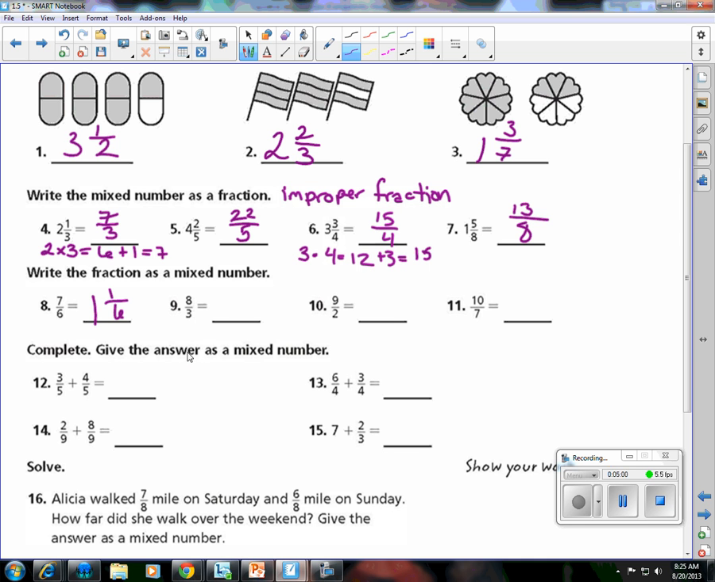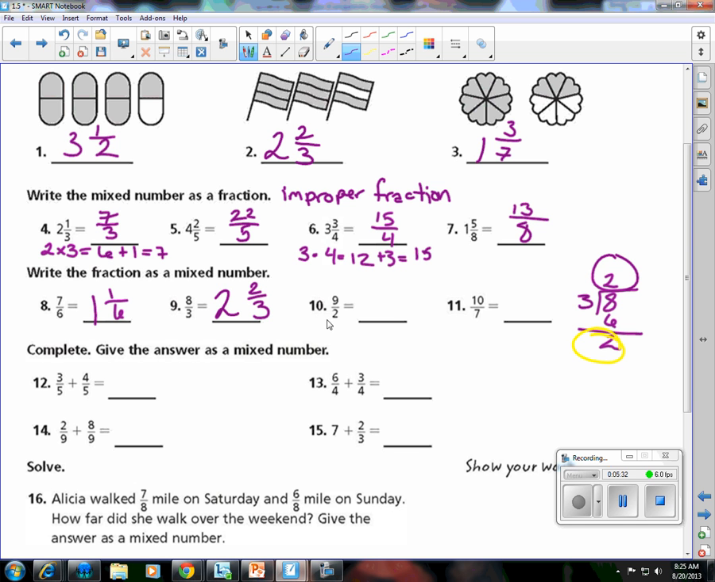How many 3's could I pull out of 8? Well, I could pull 2, or 8 divided by 3. You could think of it like that. 2 times 3, I get 6. I subtract, I get a 2. So that tells me that 2 is my whole number. This 2 up here became my whole number. And then this other 2 down here at the bottom becomes my numerator. So 2/3, 2 and 2/3.